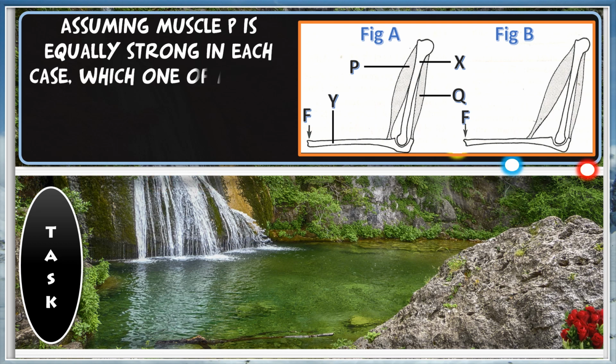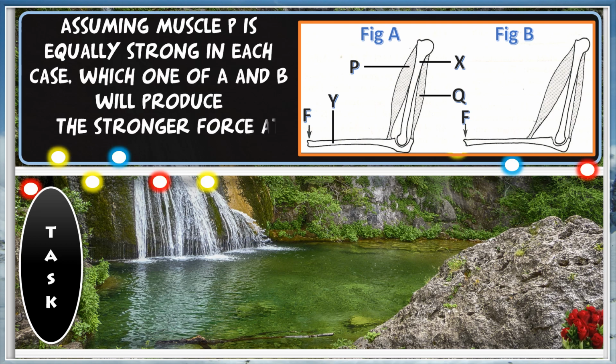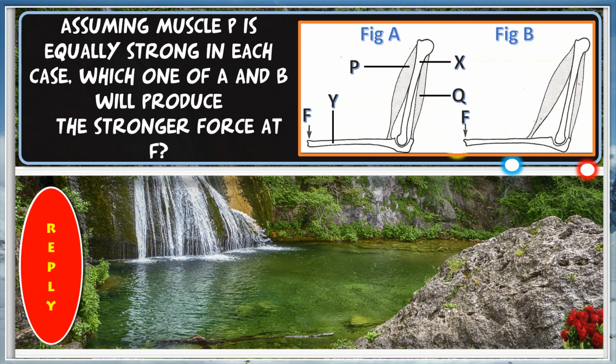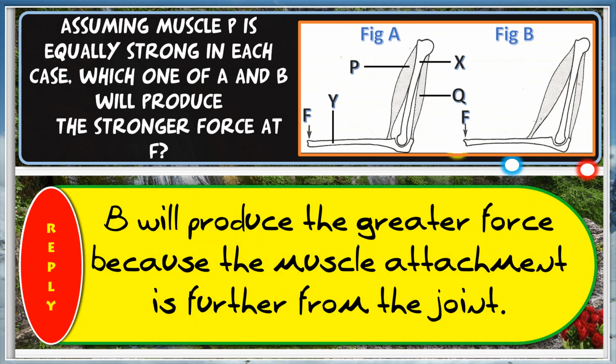Assuming muscle P is equally strong in each case, which one of A and B will produce a stronger force at F? B will produce a greater force because the muscle attachment is farther from the joint.